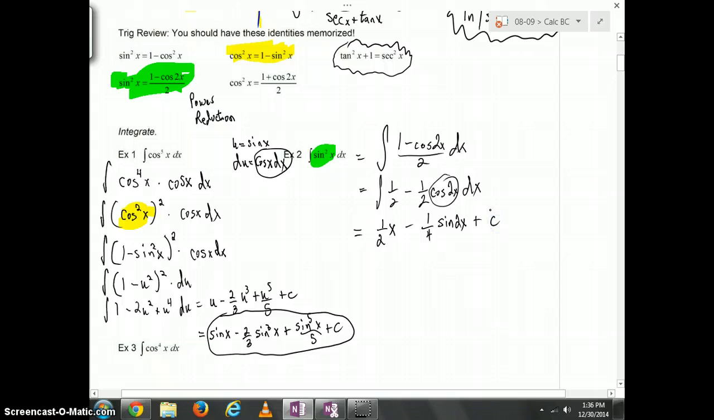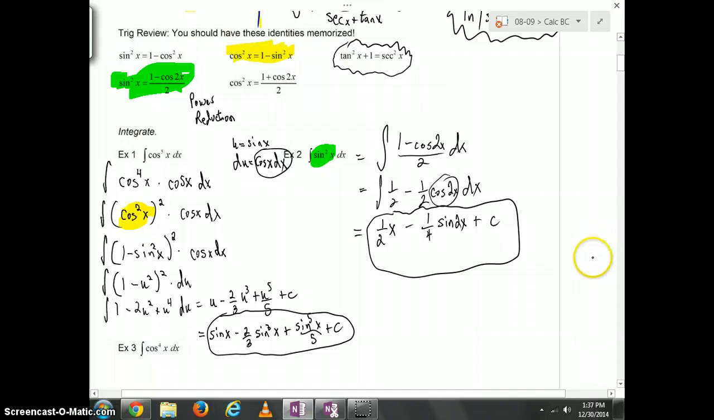Double check that this is correct by quickly taking a derivative. You can see that the derivative of 1/2 x is 1/2. The derivative of the sine of 2x is cosine of 2x. Out comes a 2 from the chain rule. The 2 would cancel with the 1/4 to make a 1/2. And sure enough, we're good to go.